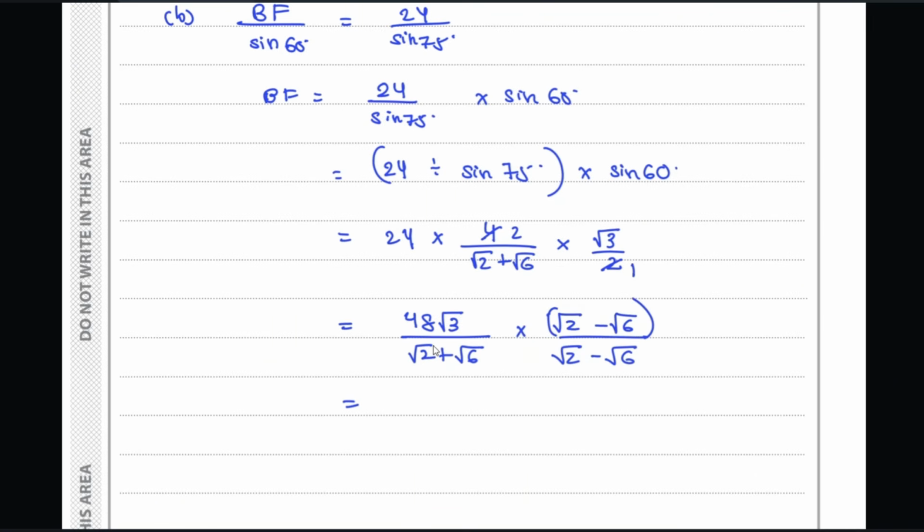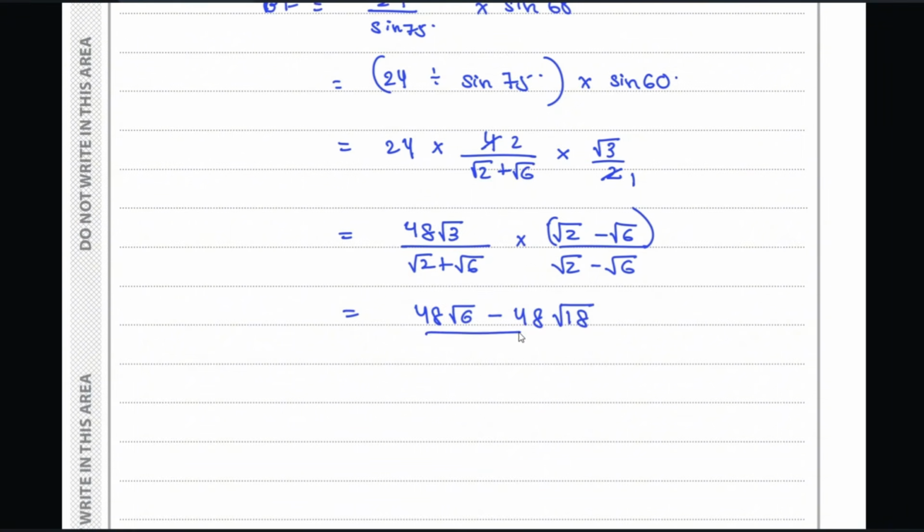Let's see what happens. So this gives us 48 root 6. And then 48 root 3 times minus root 6 would be minus 48 root 18, since 6 times 3 is 18. Divided by root 2 times root 2, which is just 2. We can ignore the middle terms because the middle terms will cancel. Root 6 times root 6 is 6, so 2 minus 6. Let's check if we can simplify this further. So 48 root 6 minus 48 root 18.